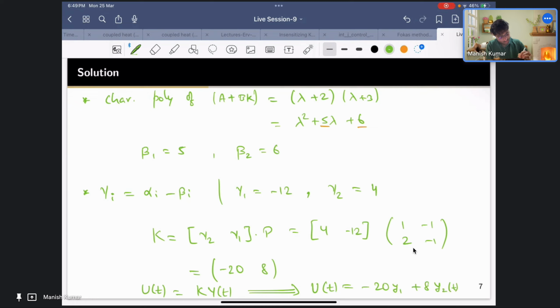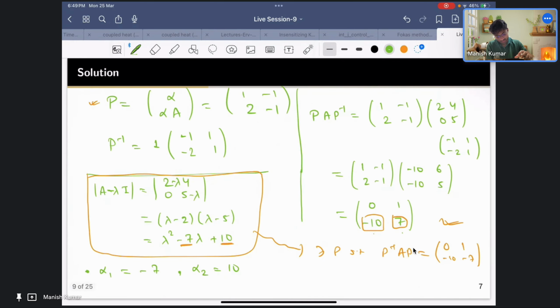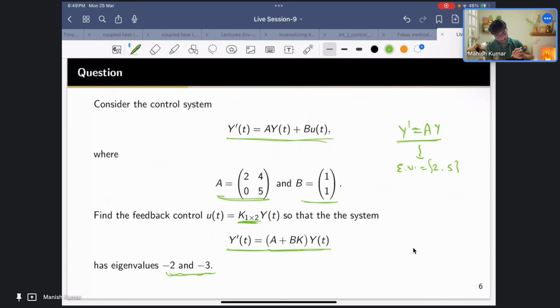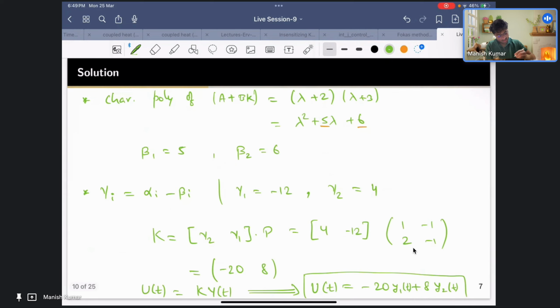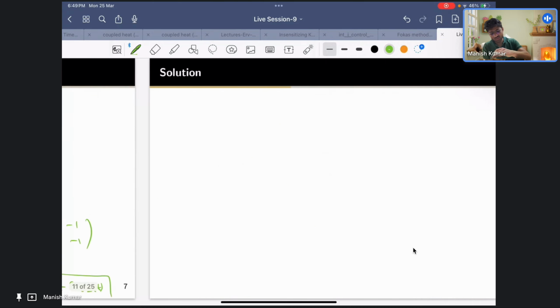So with UT, this is the expression of the control. Okay, so we have found UT as this. Let me write it small. So this is the control, that's what we wanted. Now let us verify this.